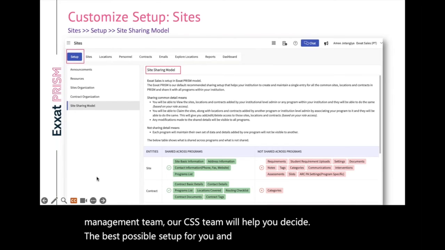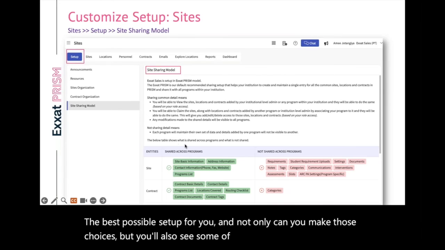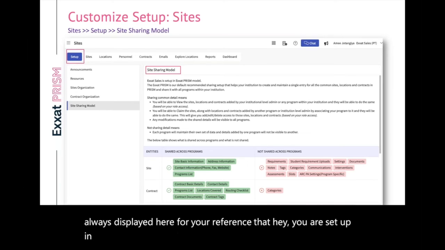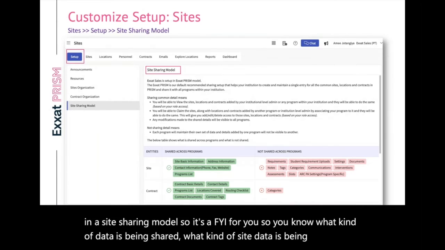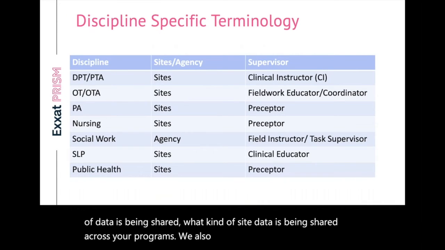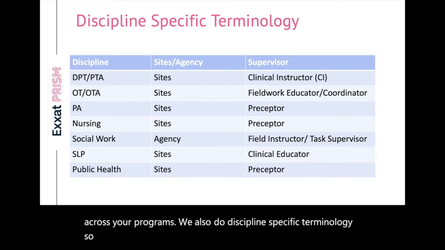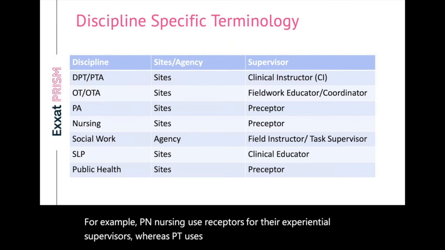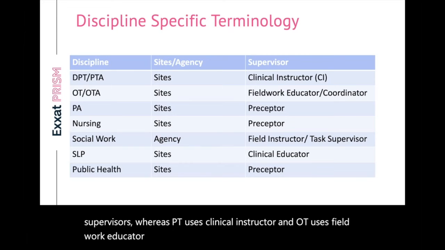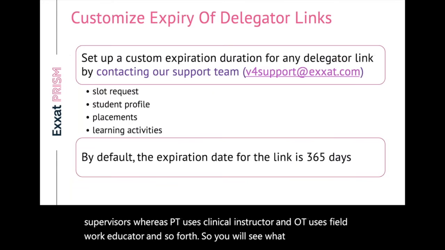And not only can you make those choices, but you'll also see some of those choices that you made always displayed here for your reference, that hey, you are set up in a site sharing model, so it's an FYI for you, so you know what kind of site data is being shared across your programs. We also do discipline-specific terminology. So depending on your discipline, you're going to see different labels appear on your system. For example, PA and nursing use preceptors for their experiential supervisors, whereas PT uses clinical instructor and OT uses fieldwork educator and so forth. So you will see what is relevant for your discipline.